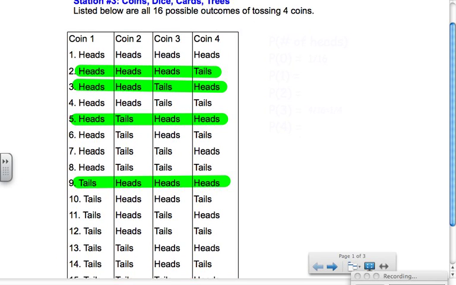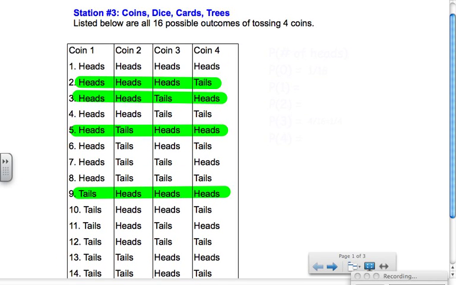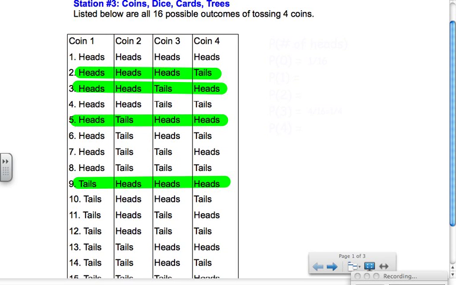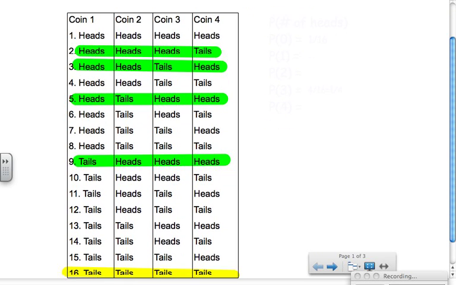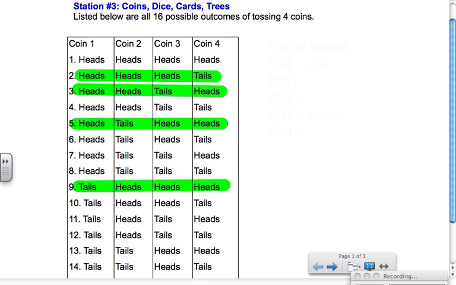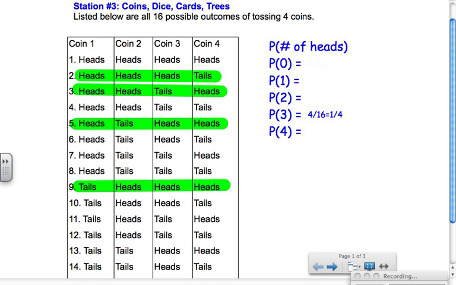So here I've listed all 16 outcomes. Notice that I've highlighted a few of the outcomes. I've highlighted all the outcomes that have 3 heads. So row 2, row 3, row 5, and row 9 all have 3 heads. So if I wanted to compute the probability for the number of heads, the probability of 3 equals 4 over 16, or 1/4.